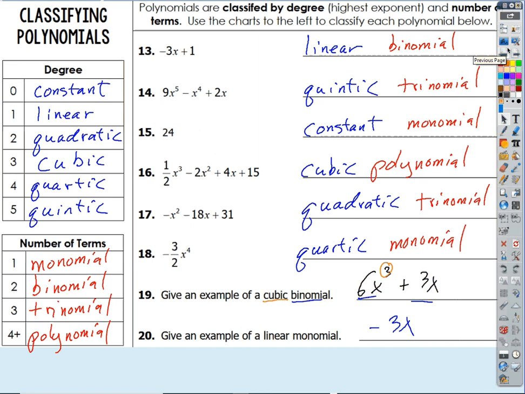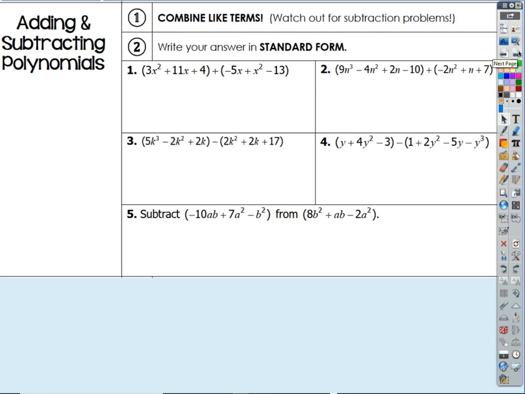You good? Okay. All right, so now we're going to get into arithmetic with polynomials. Think about arithmetic with numbers: adding and subtracting is pretty easy, multiplying is a little bit harder, and dividing is even a little bit harder than that. Same thing with polynomials.